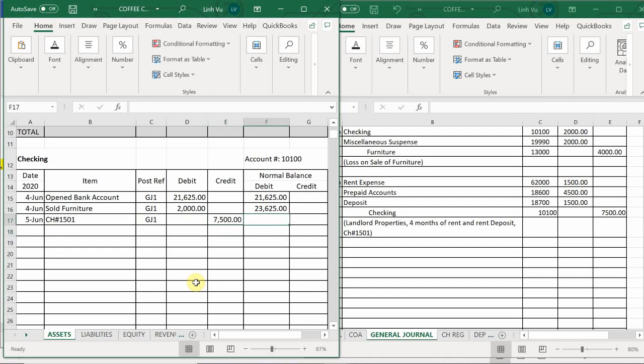In this case, what is my account balance in my bank account? 23,625 minus 7,500. So you have $16,125. That's how much you have in your bank account because you just spent $7,500. So there you go.